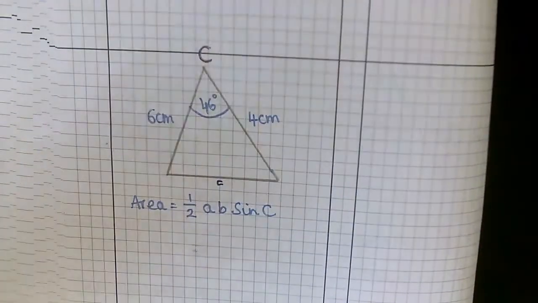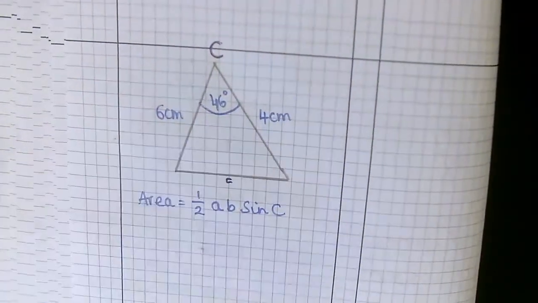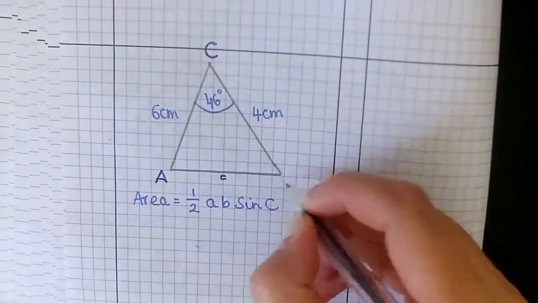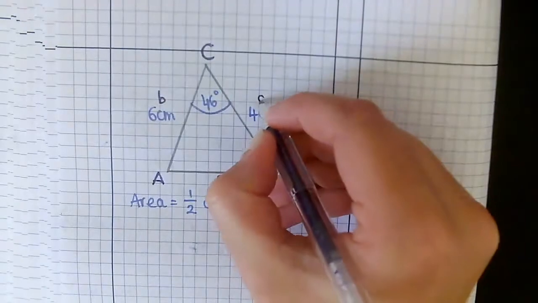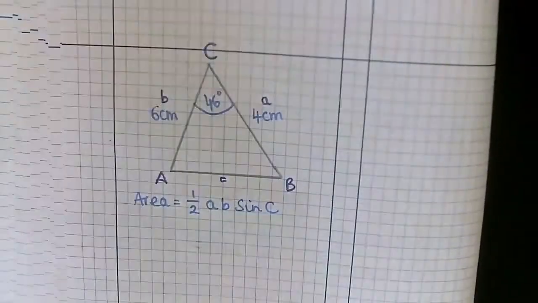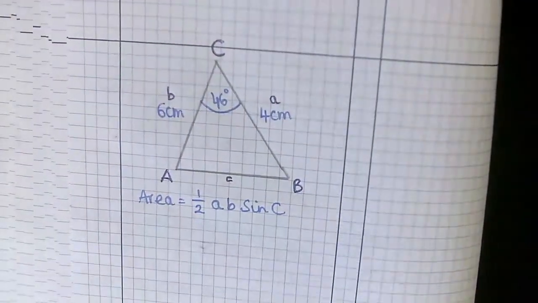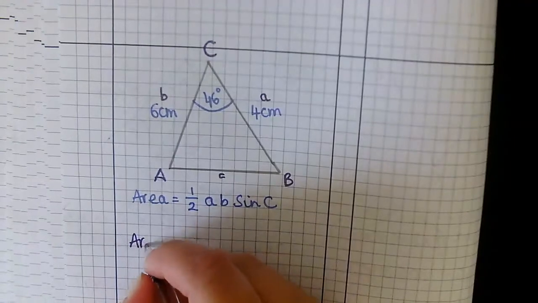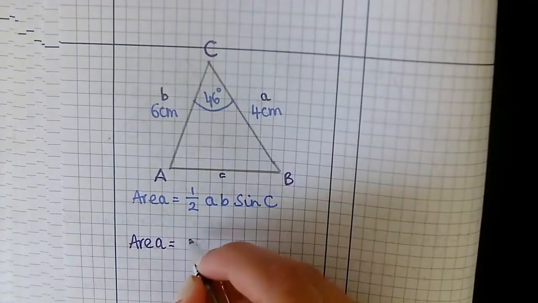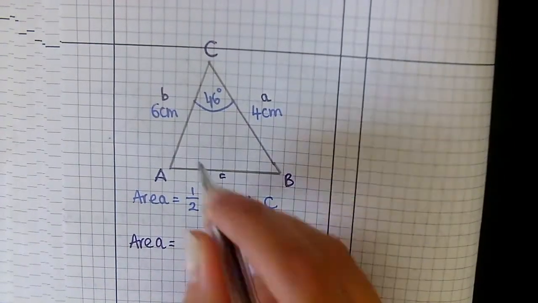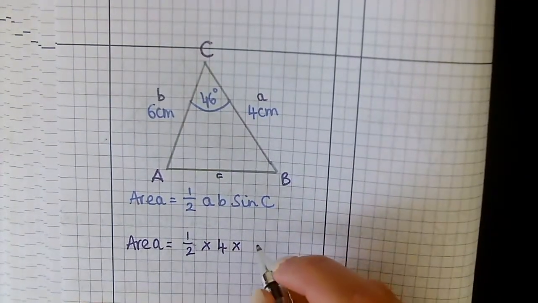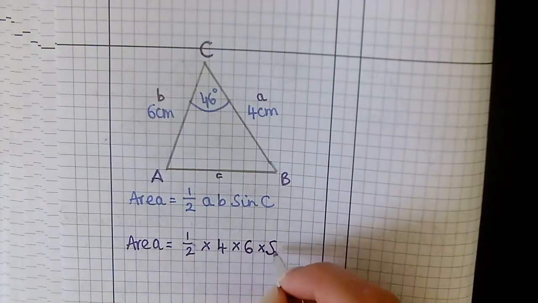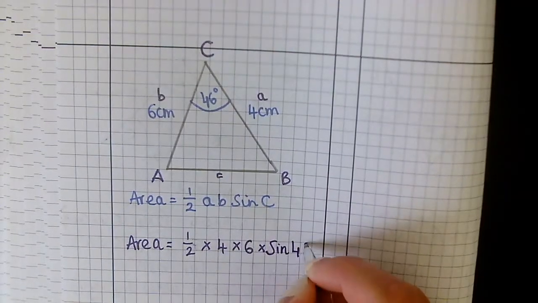Then I can actually label B and A whichever way around I prefer. I'm going to label this as A and this as B, which means this is also length B and this is length A. All you need to do now is simply substitute whatever you know into the formula. So I'm going to do 1/2 multiplied by my length of A, which is 4, multiplied by my length of B, which is 6, multiplied by sine of 46 degrees.